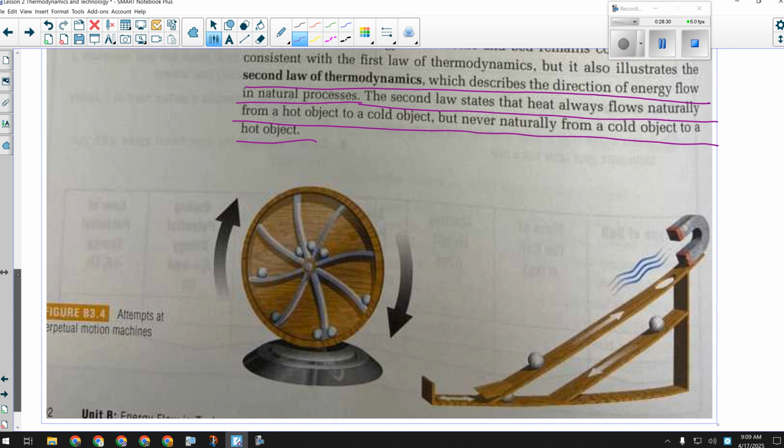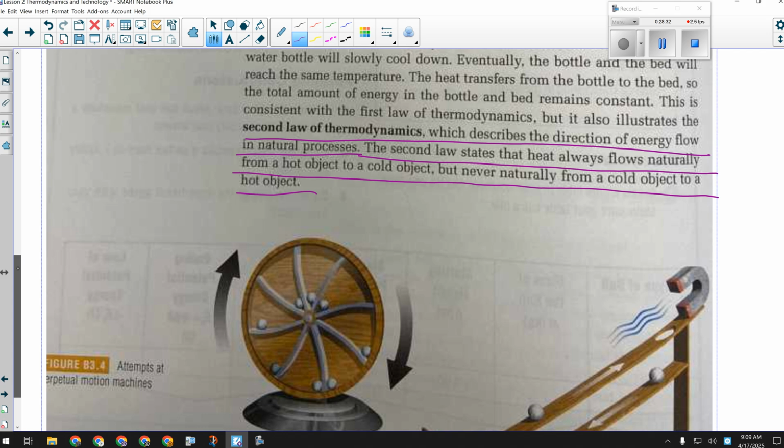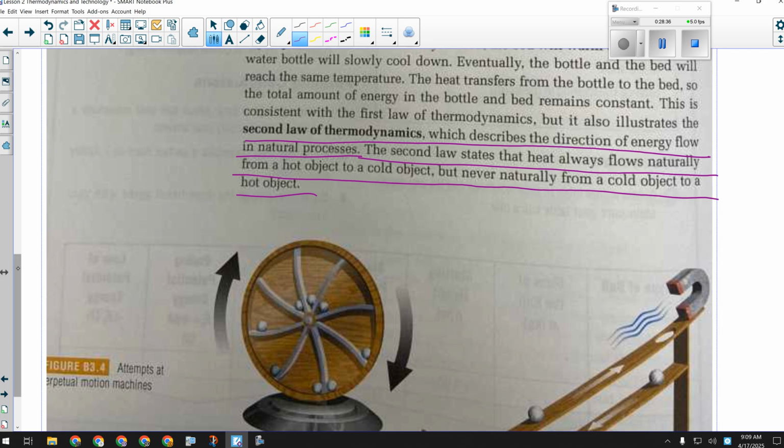Okay, so the second law of thermodynamics, like we said, describes the direction of energy flow in natural processes. The natural processes part is important. We can actually go against the second law of thermodynamics, provided we put energy in to do it. Okay? It's actually what your refrigerator does. Your refrigerator is constantly overcoming the second law of thermodynamics.